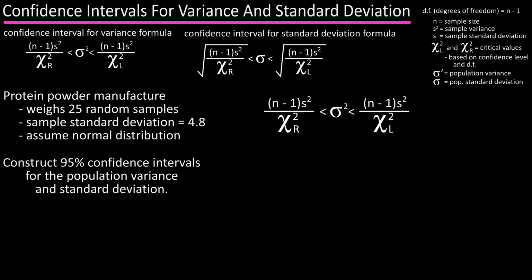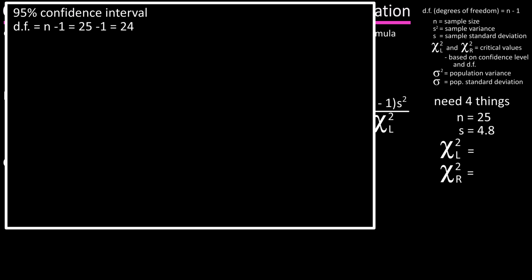Let's start with the variance confidence interval. To use our formula, we need to know 4 things. N, the sample size, which was given, 25 samples, S, the sample standard deviation, which was given, 4.8 grams, and chi-square left and right. So we need to find chi-square left and right. We're using a 95% confidence interval, and the degrees of freedom are n-1, 25 minus 1, so 24 degrees of freedom.